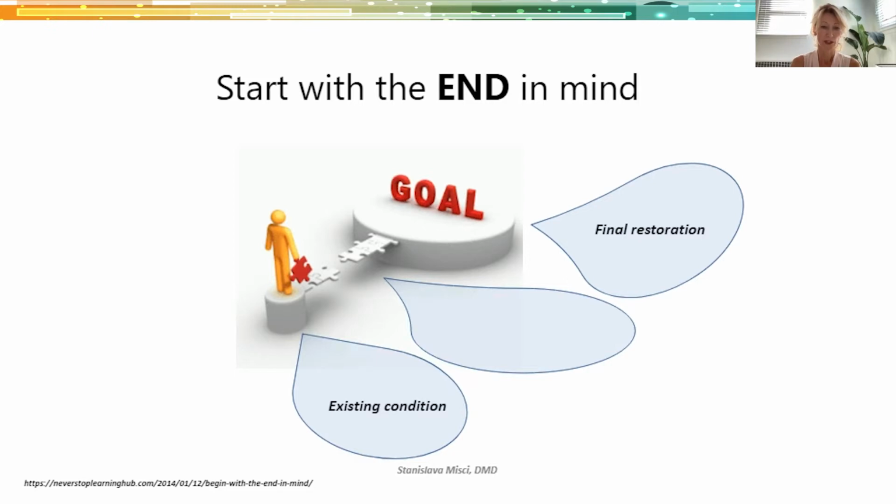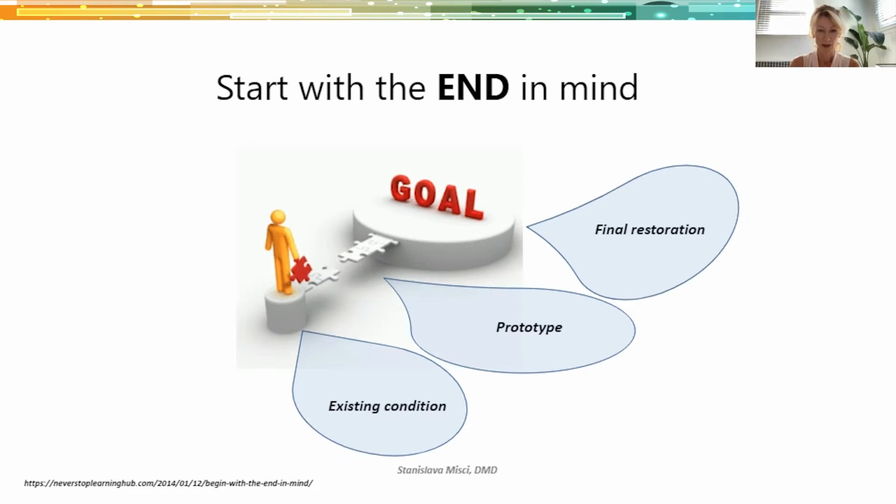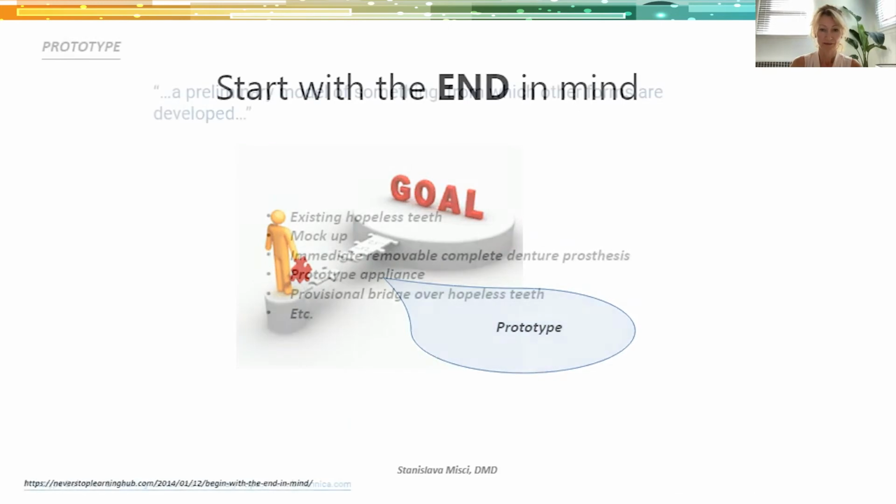And then that bridge is the prototype for me, because that is the uncertain part that we have to figure out and put together the pieces of the puzzle. Once we have that prototype, we can duplicate it into our final restoration. So once I have the prototype, I'm pretty confident that after that, the treatment is easy. That's why I'm going to spend a little more time today talking about the prototype.